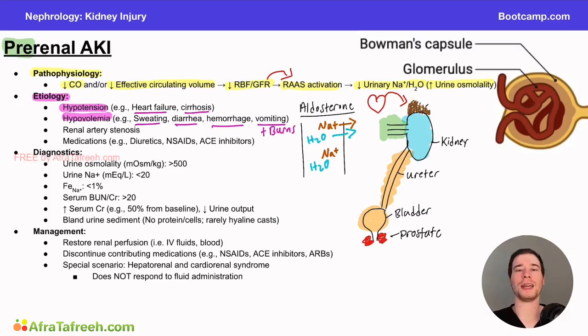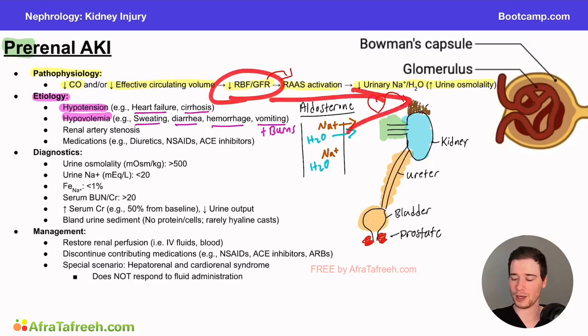So these are all a variety of different ways in which we can have a true low volume state in the body. So we can either have a true low volume state in the body, or we can have what appears to be a low volume state in the body with hypotensive episodes. Both of these lead to the same effect, and then we get decreased renal blood flow and GFR, leading to the rest of this cascade.